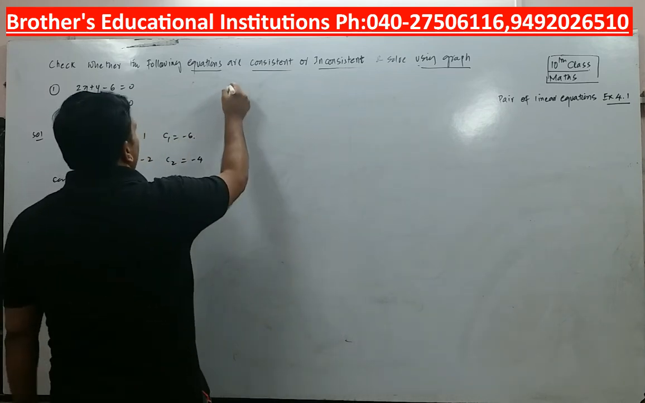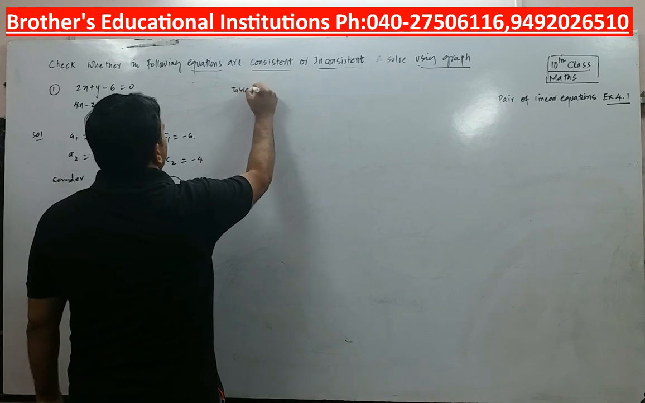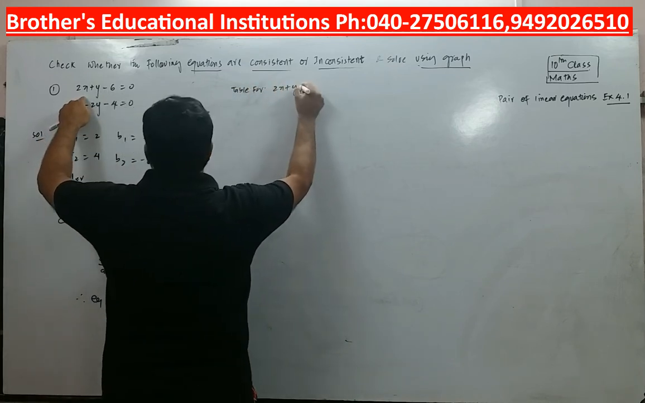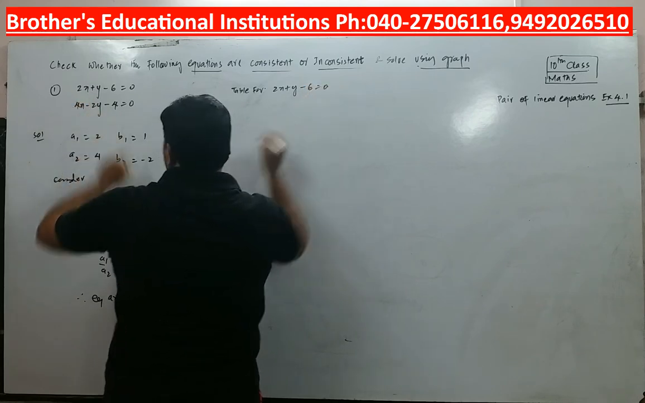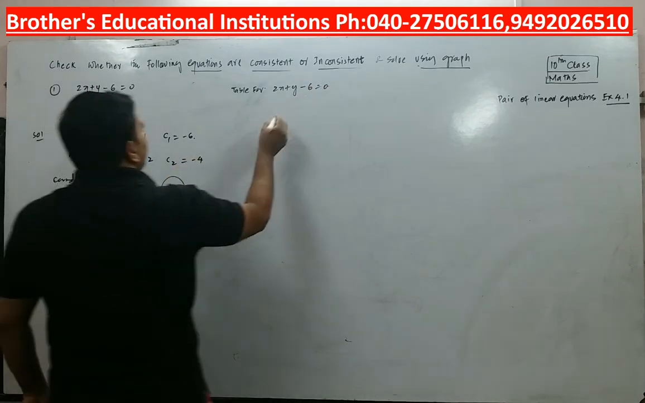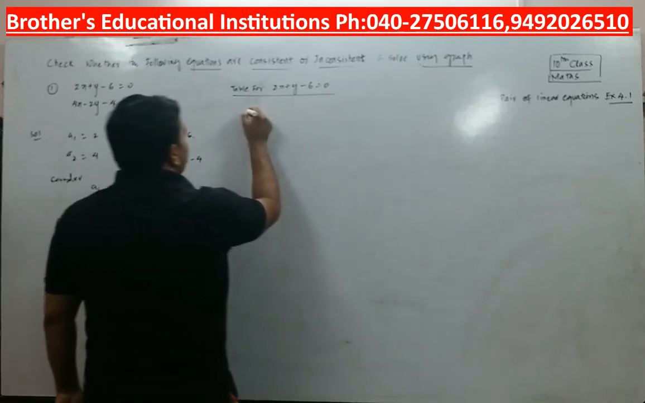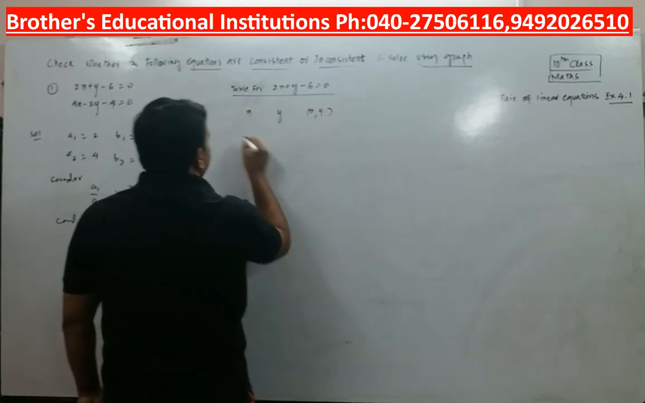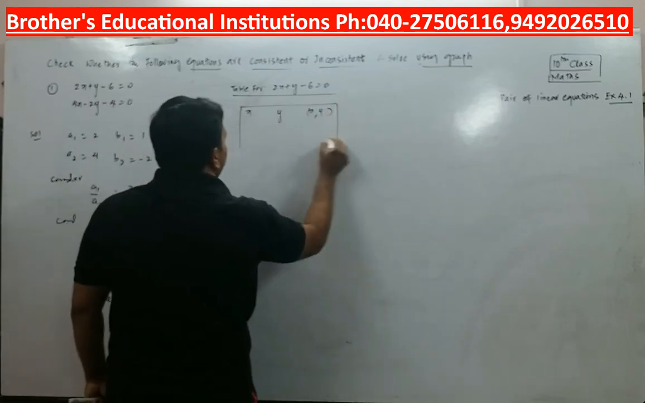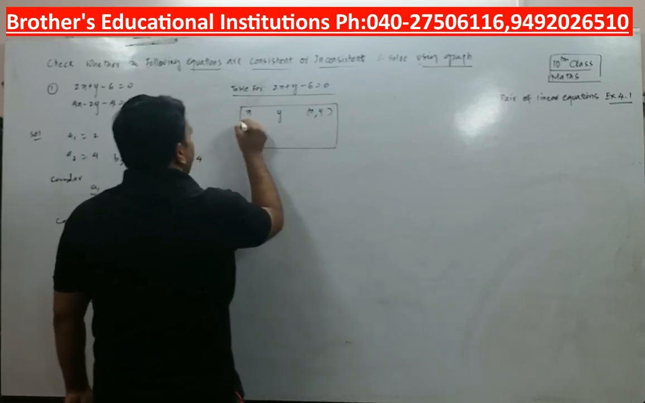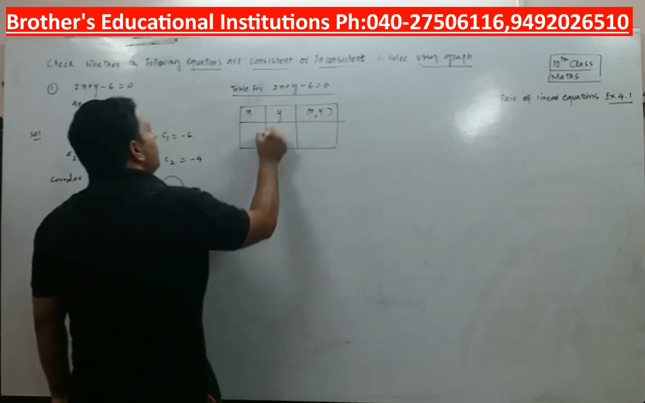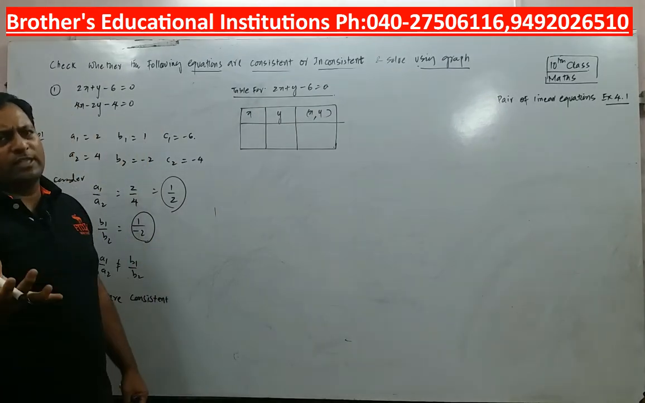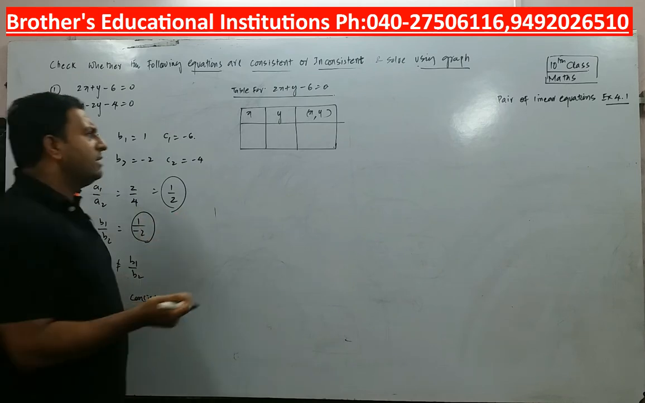Before I move forward, I will draw the table for the first one, 2x plus y minus 6 is equal to 0. How do I draw the table for this? I will write x, y, and x comma y. I will tell you one very simple way of drawing a straight line. Whenever you are drawing a straight line, 2 points are sufficient. But when you are drawing a curve, you need at least 5 or 6 points.